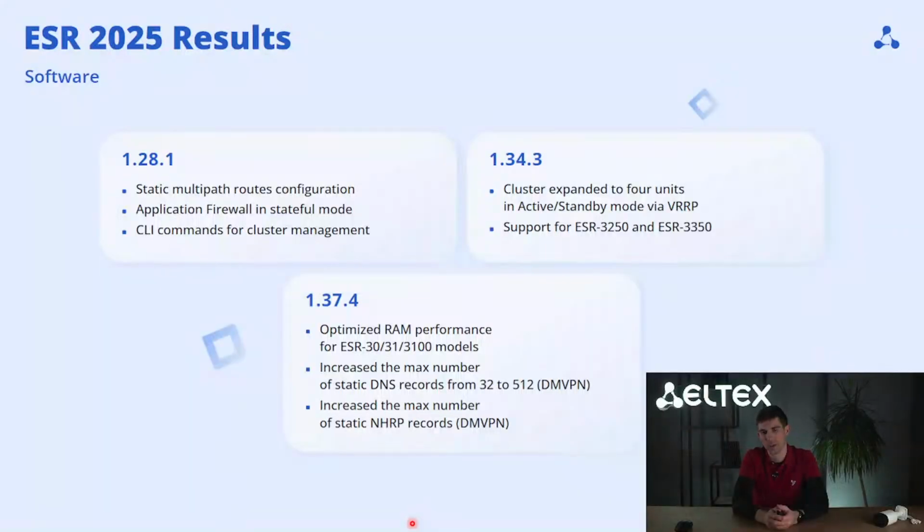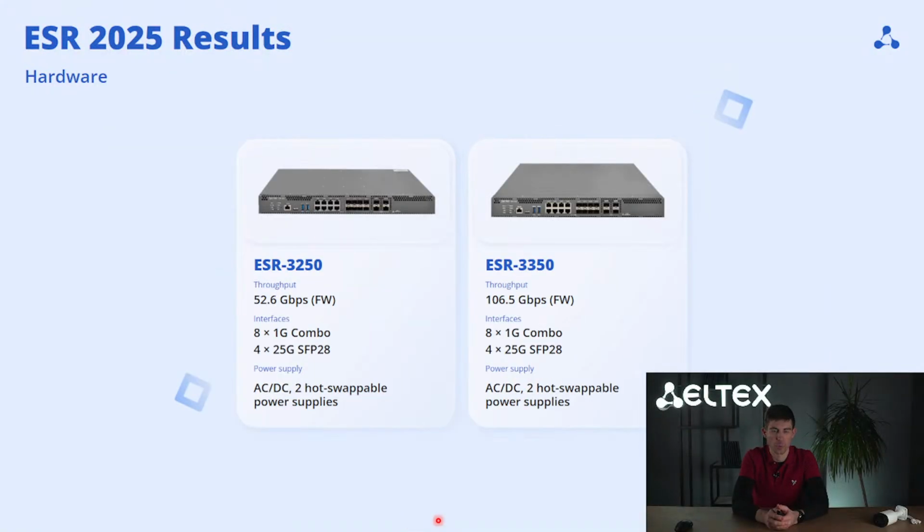There are 2 new pieces of equipment we added to our portfolio, ESR 3350 and ESR 3250. They are both quite high-end. They are flagship routers that are going to be reused for other types of equipment, and they have very similar architecture. They have identical interface configuration of 8 combo interfaces combining copper and fiber, and 4 25G fiber interfaces, and the throughput almost doubles in the 3350. They also have redundant power supplies. So these are routers with network security in mind, aimed at service providers and large enterprise level.